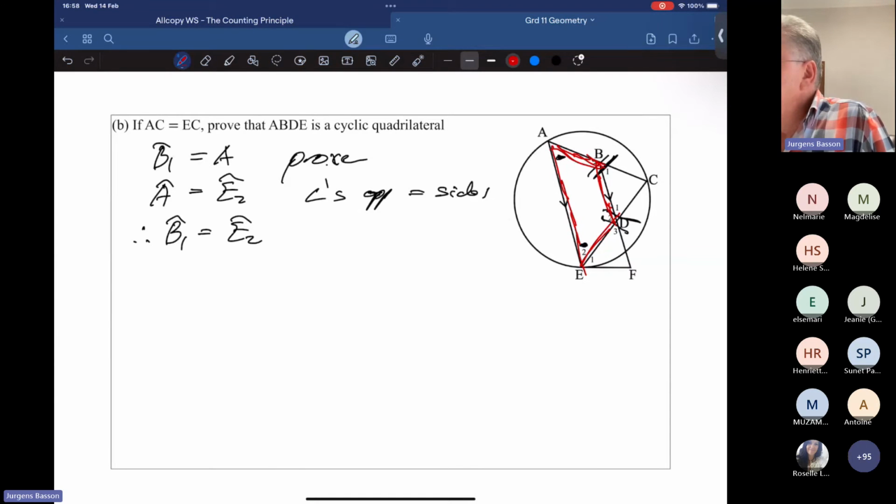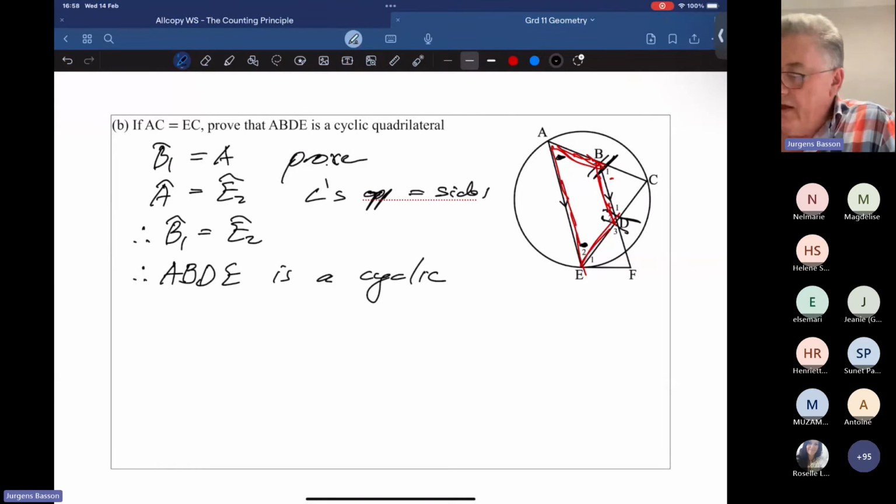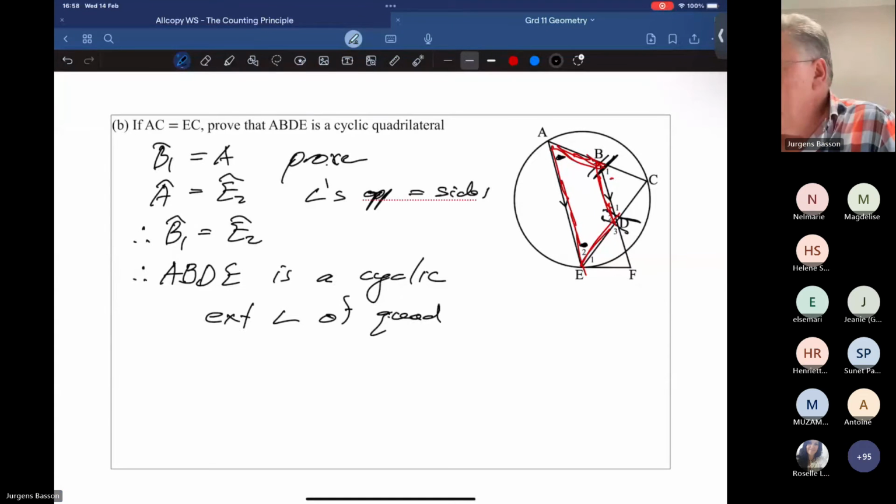So what we proved here, we proved B1 equal to E2. Isn't that the exterior angle of a quad? So that means we've done enough. So we can now say that ABDE is a cyclic quad, and my reason is the exterior angle of a quad equal to opposite interior. So we proved the exterior angle of a quad equal to the opposite interior, and because that is true, it is a cyclic.